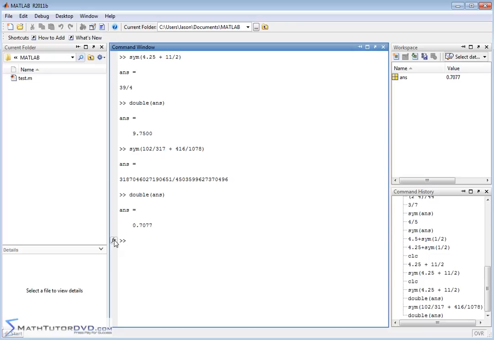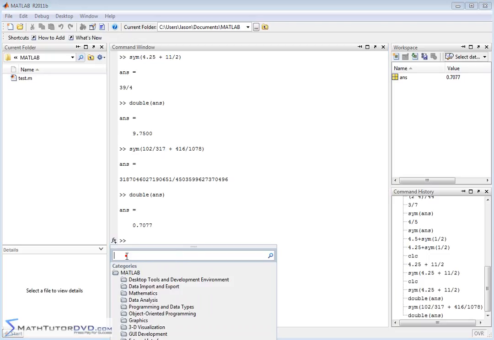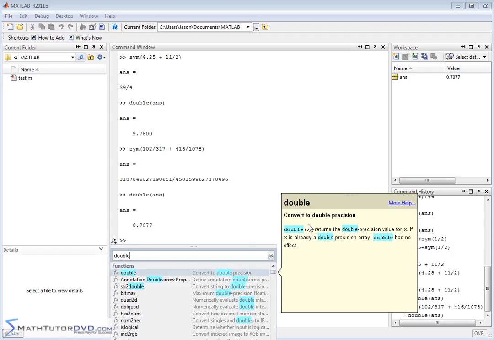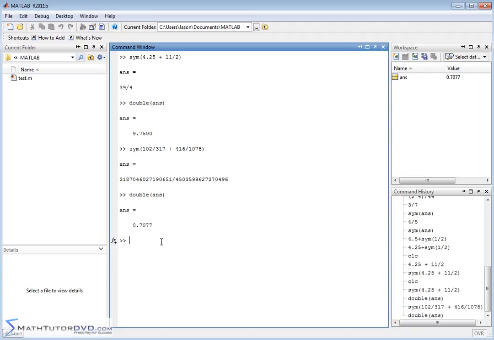And we can practice using our help here. Let's type double into the help browser, hover over this, and let's see what happens. When you pass something to double, it returns the double precision value for x. If x is already a double precision array, double has no effect. So what it's telling you is that it takes a value, or it could be a vector, a range of values, and it's going to try to convert them to double precision. Double precision is another word for decimal, basically. So don't worry so much about why it's called double. That's computer jargon. Double means convert to decimal.